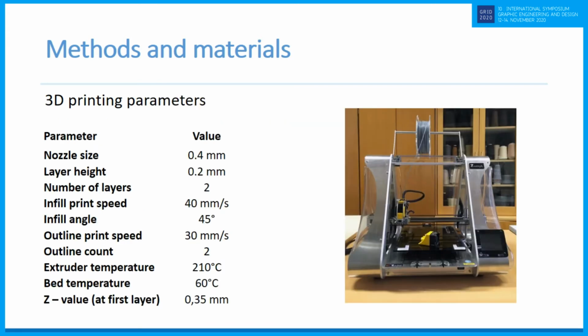Preliminary tests were done to define the nozzle temperature, the Z height of the nozzle, and the printing angle of the first layer. Z value was 0.35 millimeters, extruder temperature 210 degrees Celsius, bed temperature 60 degrees Celsius. Nozzle size 0.4 millimeters and layer height 0.2 millimeters.